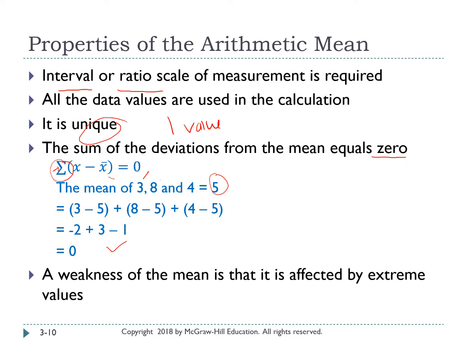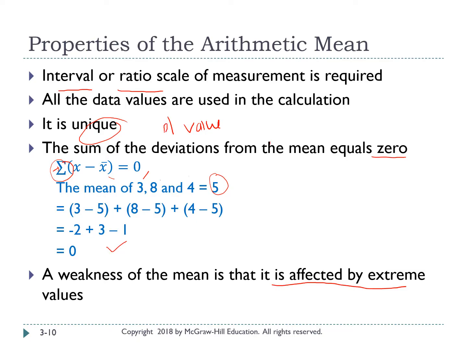However, the last point tells you the weakness of using the arithmetic mean. What is the weakness? Even though it is most widely used by statisticians and also researchers, the arithmetic mean has a weakness. The weakness is that the mean is affected by extreme values. Okay, let me give you an example.